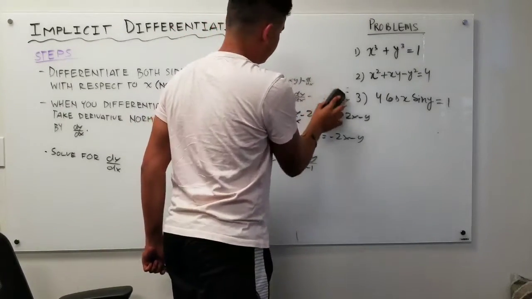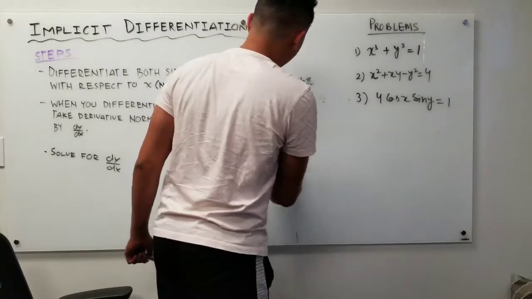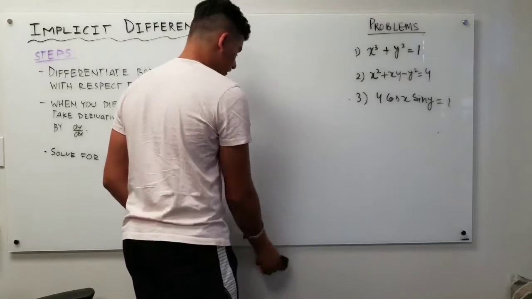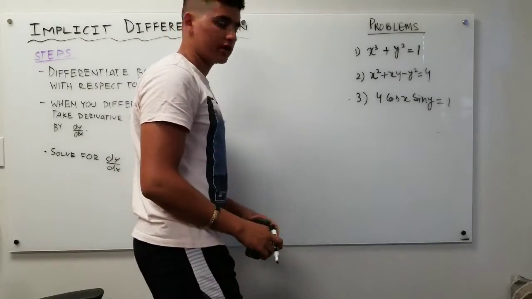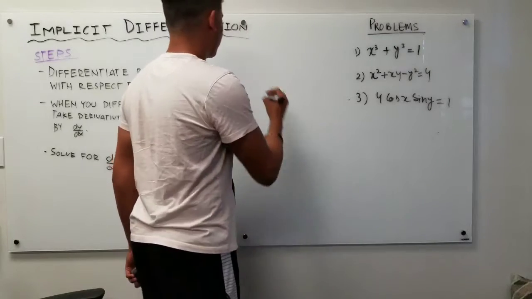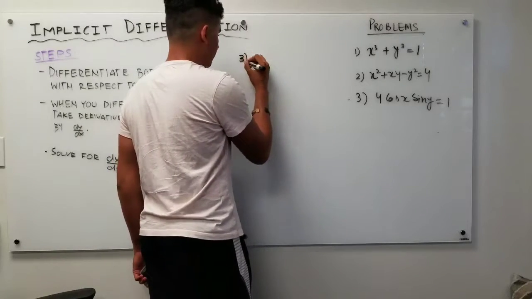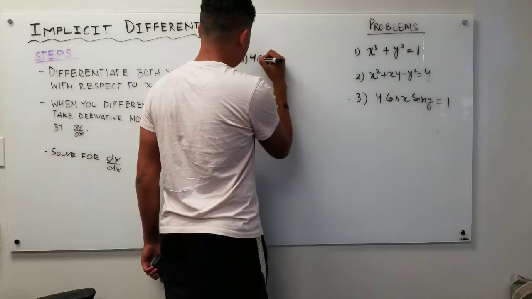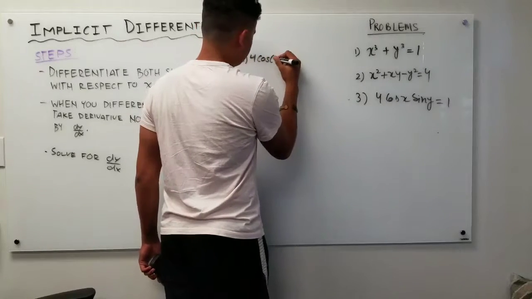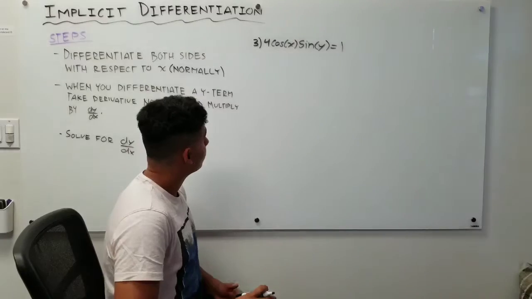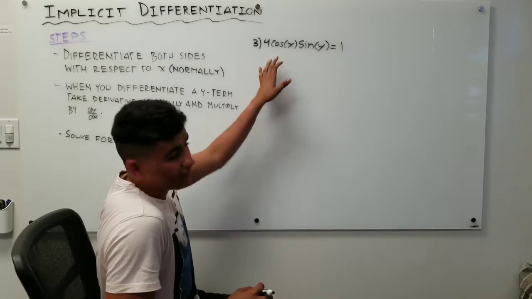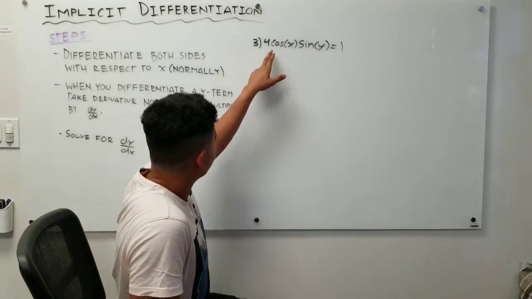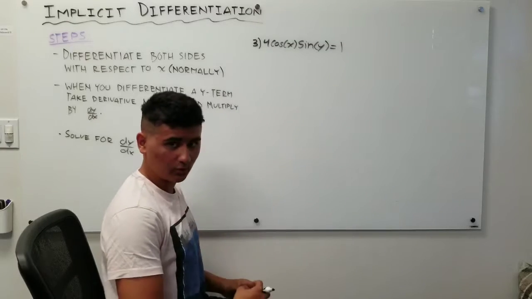So we're done with question 2 over here, and all we have left is the last problem, which I've tried to make a little challenging using a little bit more trigonometry. So number 3, we have 4 times cos x sine y. Number 3, I made it a little more challenging, having to do with a little bit more trigonometry. So why don't we just jump on into it? So we have 4 cos x sine y is equal to 1.